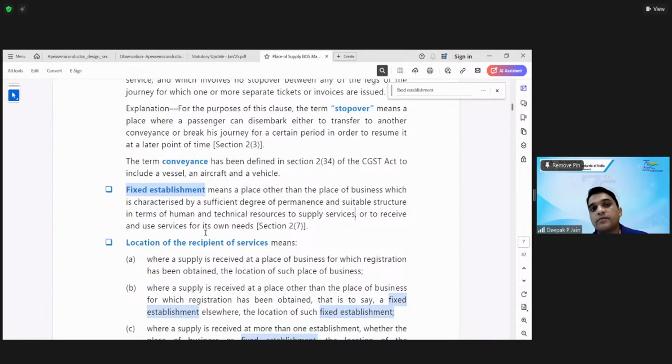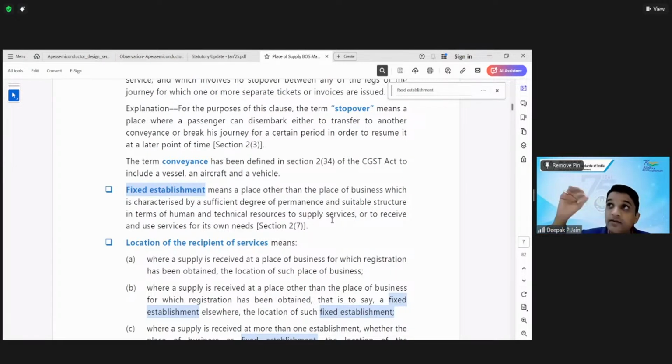It is not the case that you put up a temporary tent for a project and you're there only for 10 days. That becomes a temporary place, not a permanent one. So you should have some proper structure. If you have put up temporary sheets which will be there for the long term, and you are at least staying there for a couple of months, that will establish that there is sufficient degree of permanence and suitable structure in terms of human and technical resources.